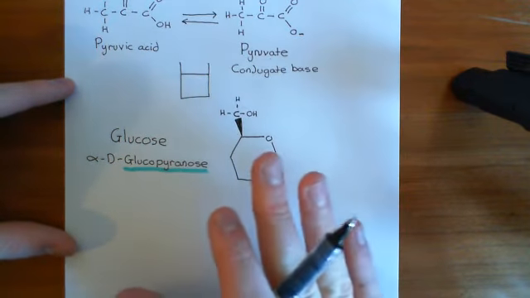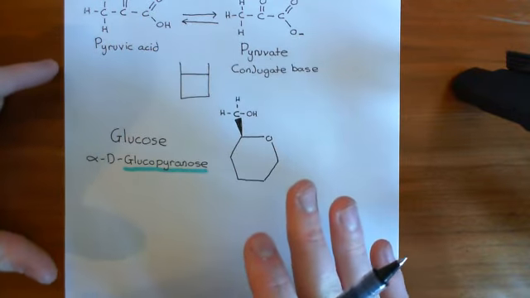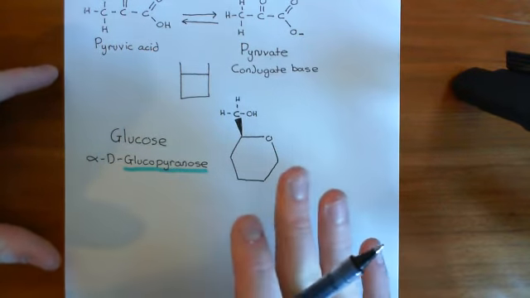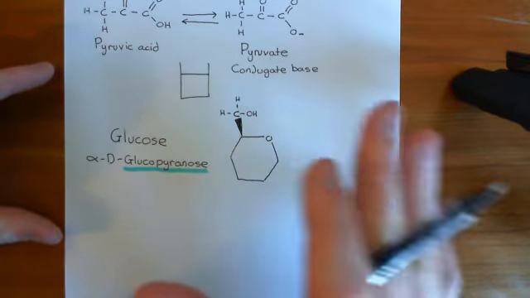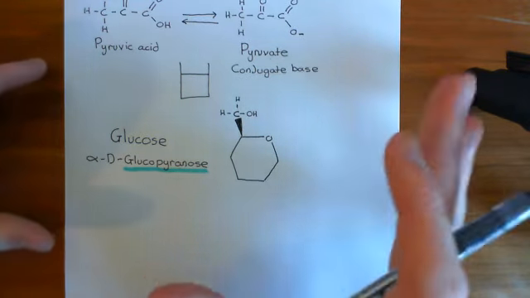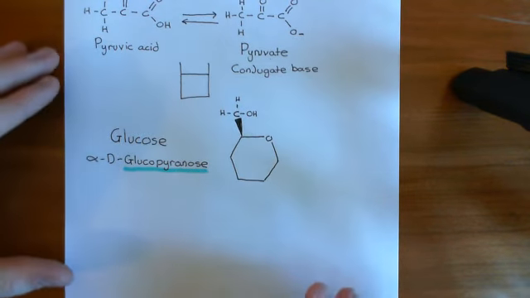L-glucopyranose is not present in any respectable level within cells, so that's why we don't usually acknowledge that it even exists in biochemistry. It's something that chemists can make, but it's not something that is within cells.